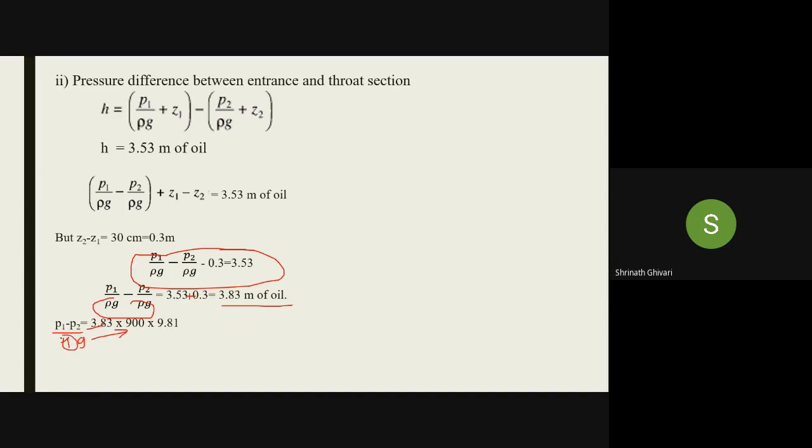Rho is, how you calculate, this is rho of oil, whatever fluid is flowing through the pipe, not the density of mercury. It is density of oil, 900 into 9.81. So we have got 33,815.07 Newton per meter square. Is this answer correct? Yes, sir. Okay, fine.